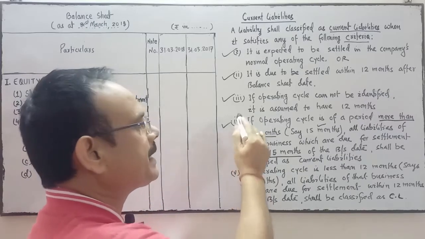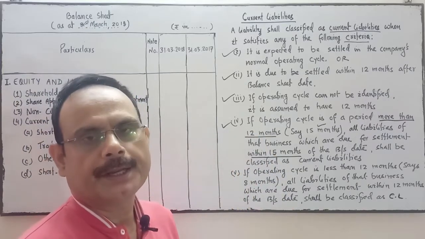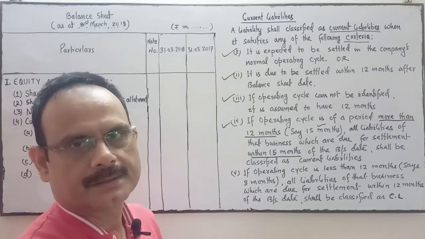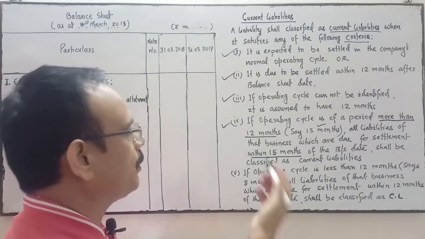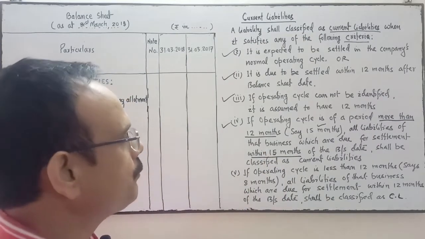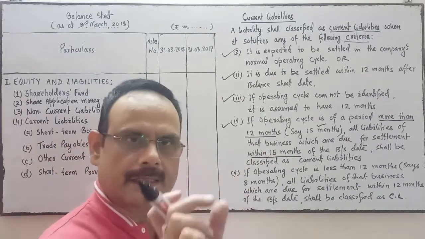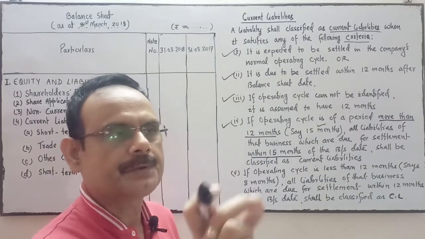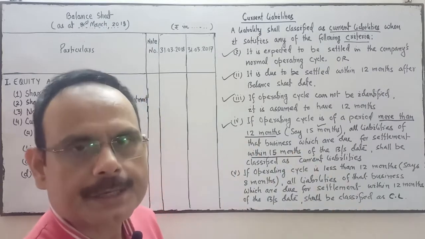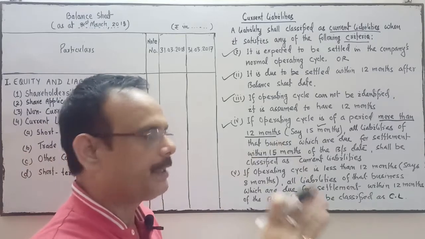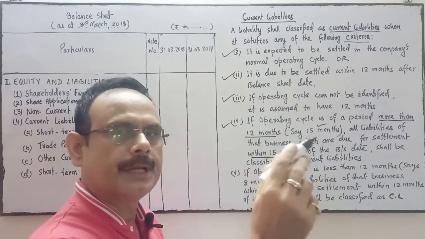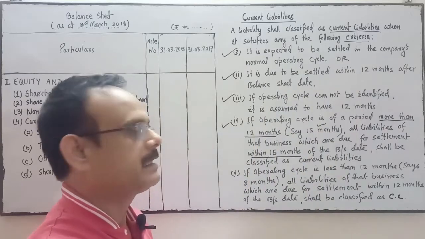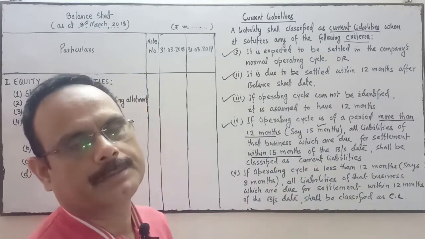Fourth one, if the operating cycle is of a period exceeding 12 months, that means more than 12 months, then all liabilities which the business is due to settle within that exceeded period, suppose it is 15 months or 18 months or 20 months, within that period of the balance sheet date, are considered as current liability.